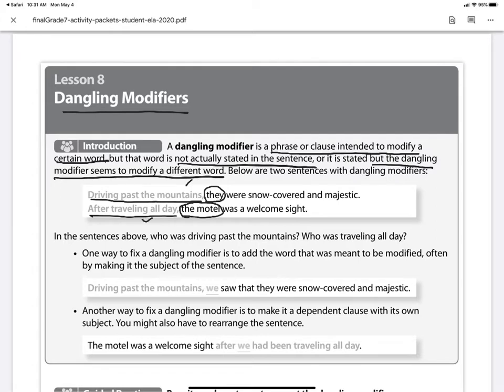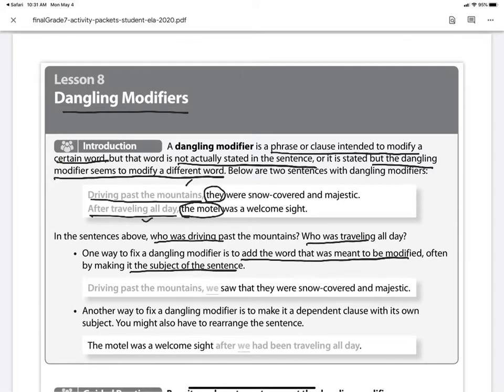But how do we correct this? Now, look at the first sentence. You need to ask yourself who was driving. And the second sentence, who was traveling all day. Now, to fix the dangling modifier is to add a word that was meant to be modified, often by making it the subject of the sentence.